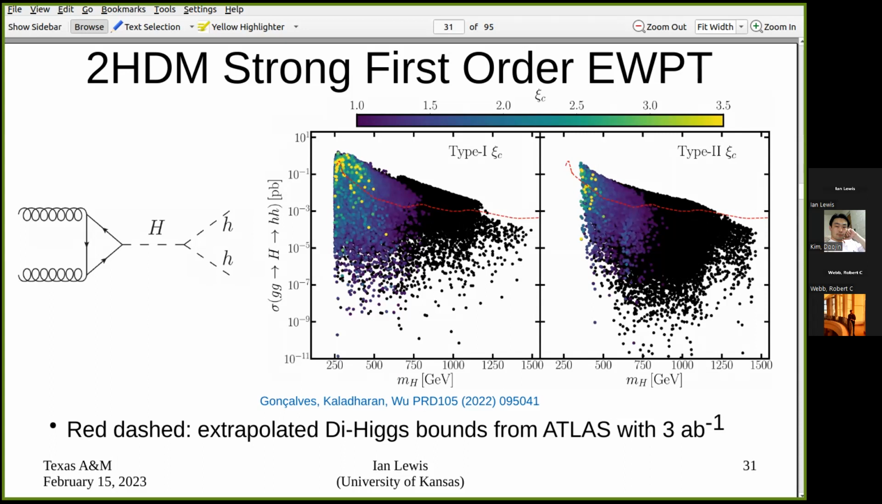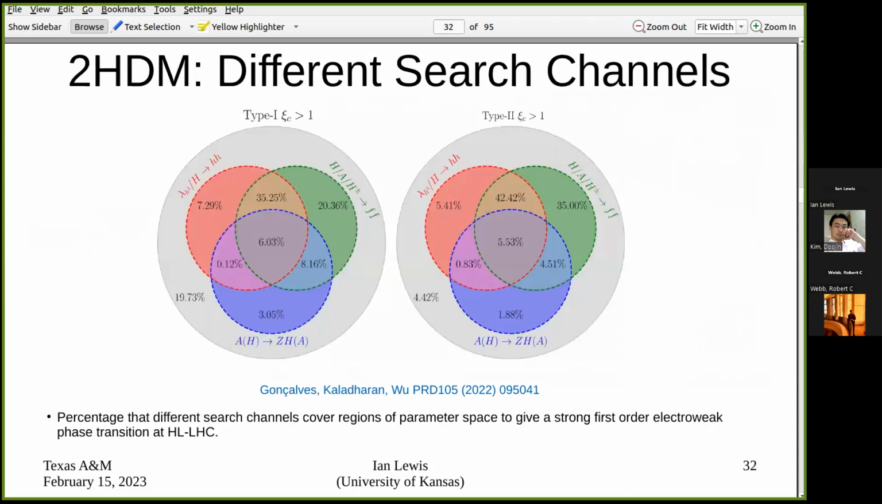What's kind of interesting, these guys point out, is that sure, I want to look for this thing, because it gives me the trilinear. But once it's heavy, I have many other different types of modes I can search for. And the HL-LHC does very well with this type of thing. So the way to understand this: left-hand side is type 1, right-hand side is type 2. These are things that give me a strong first order electroweak phase transition. The total parameter space is the parameter space that passes all the current constraints and gives me strong first order electroweak phase transition.